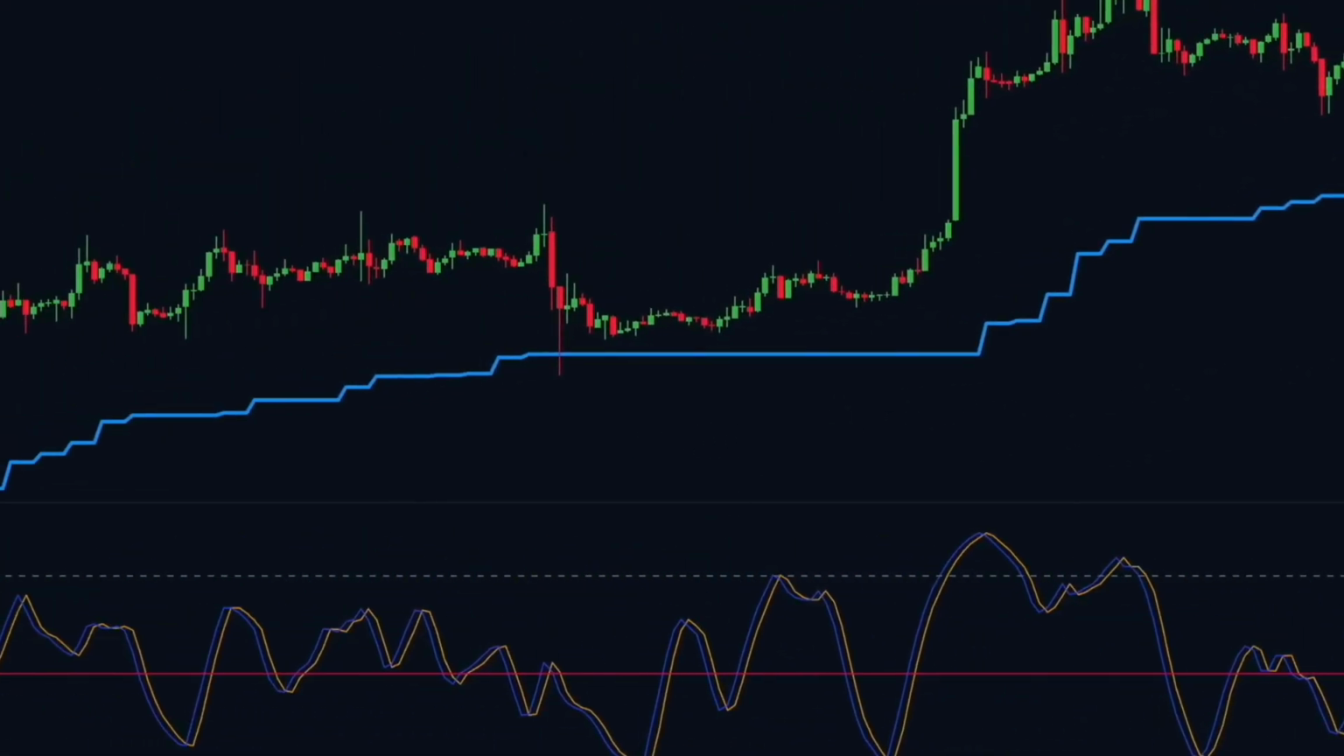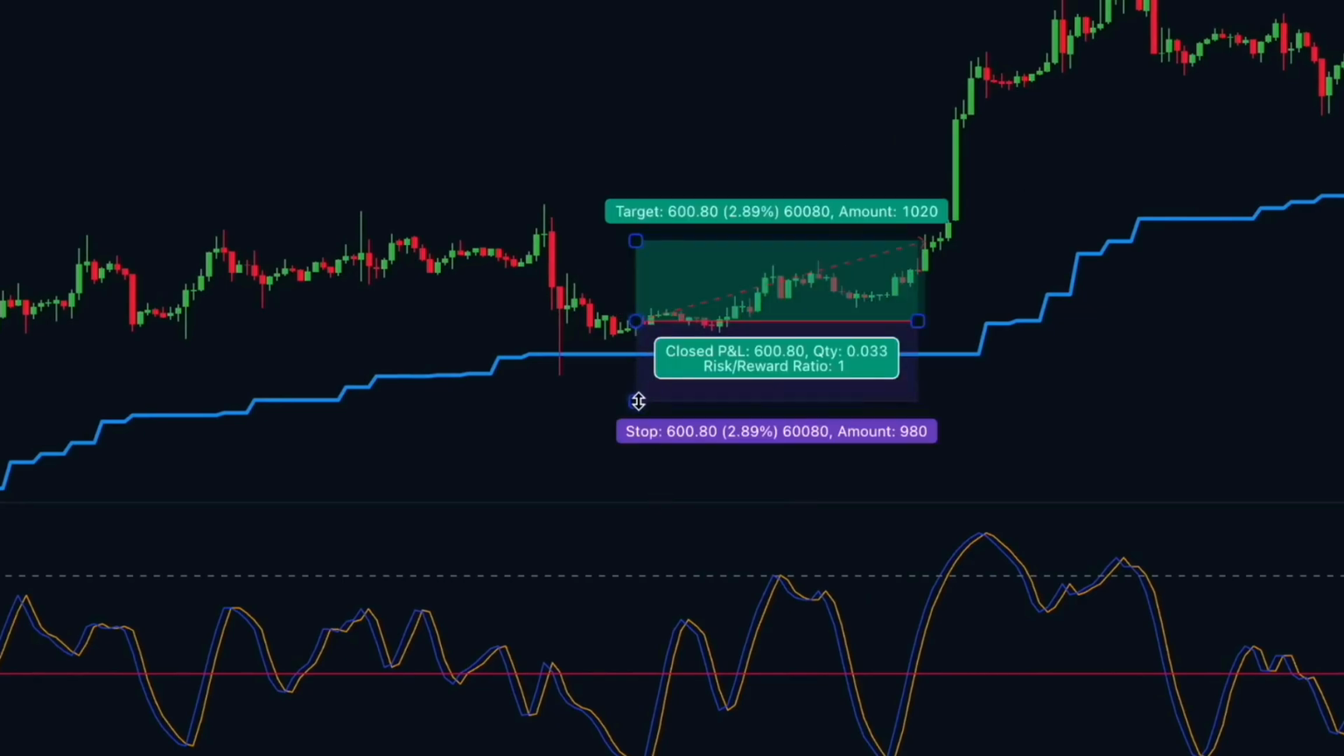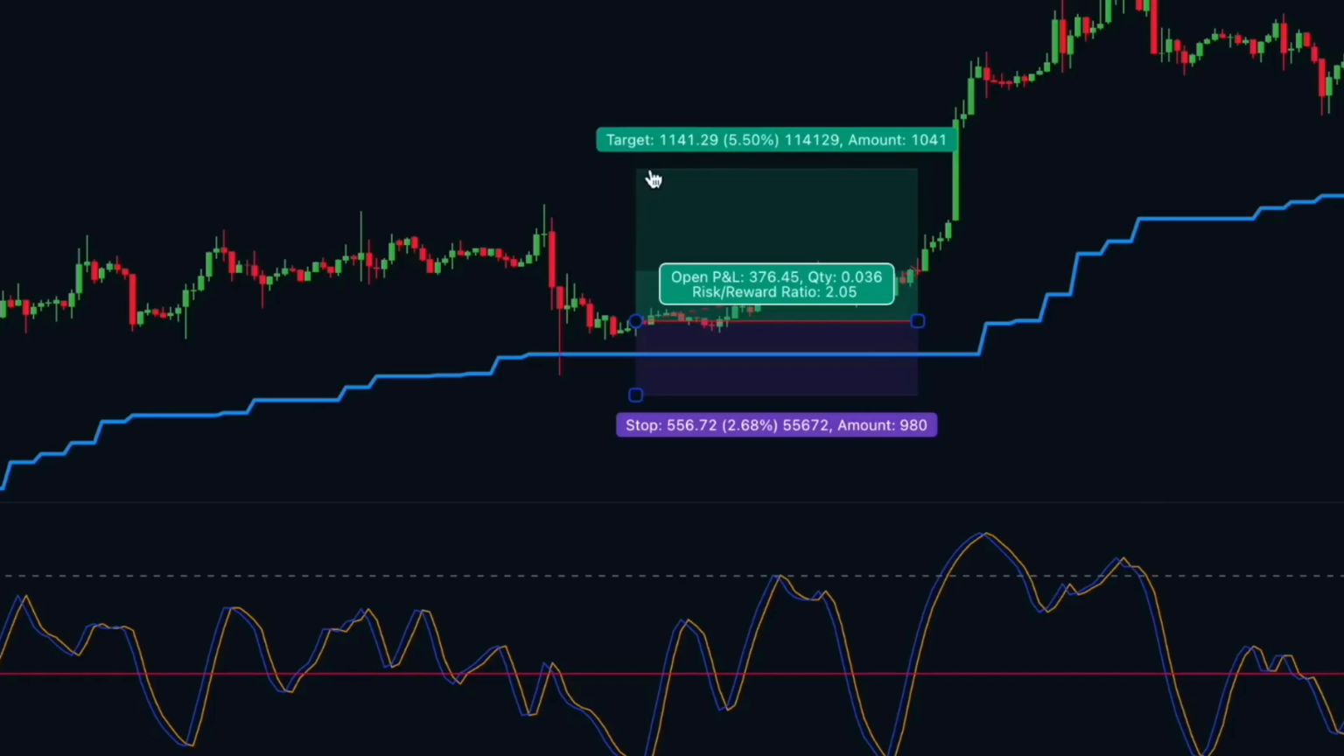Discipline also plays a significant role in risk management, helping you stick to predetermined stop-loss levels, position sizing, and risk-reward ratios.